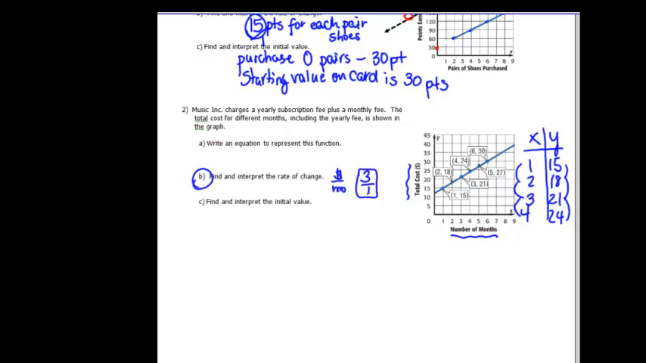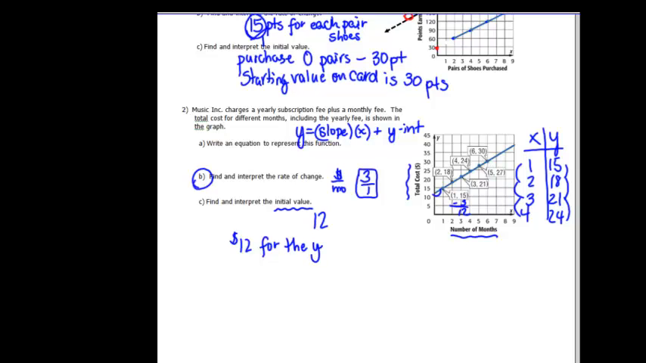Write an equation to represent that. Now remember, it's going to be y equals slope times x plus y-intercept. Now we haven't done our y-intercept yet, so our y-intercept is this initial value. What is the initial value? Well, since the cost at 1 month is 15, if I subtracted the 3 because it's 0 months, I would get 12, which looks about right. That means my initial value is 12. So basically what this is saying is it's $12 for the year.